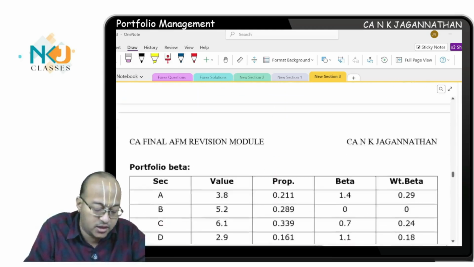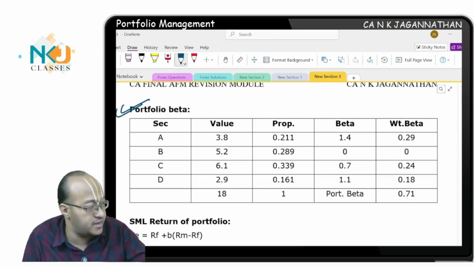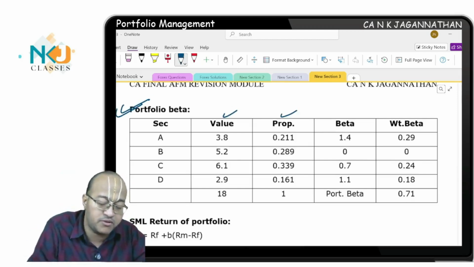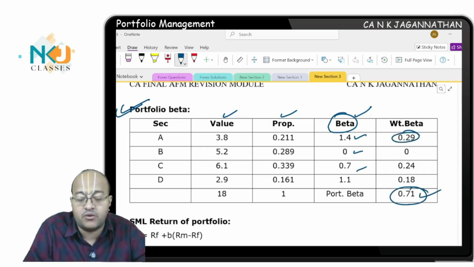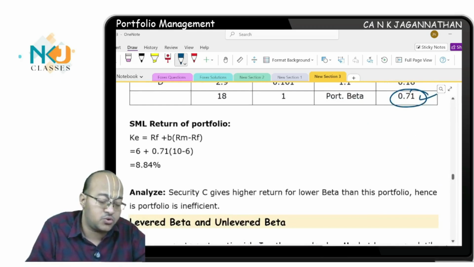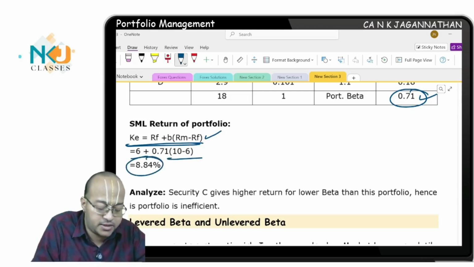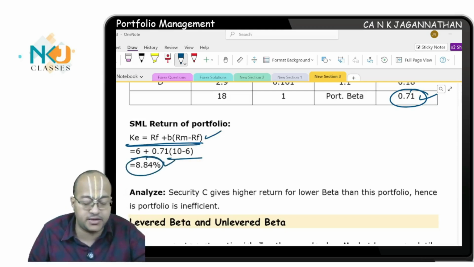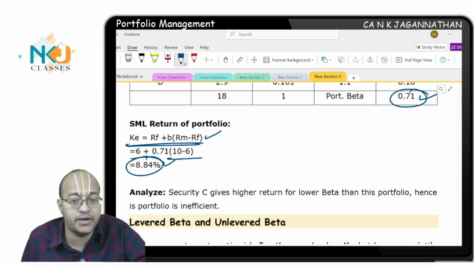Are you all understanding? Next, the portfolio beta computation is also simple, just like return. Everything in this column will be the same; beta will be the only change. Beta is given, and this is the weighted beta. The total of the weighted beta is how much? 0.79. So the return of the portfolio, K, is RF plus beta into RM minus RF. If you apply this, you will get KE as 8.84%. The required rate of return from the portfolio is 8.84%.